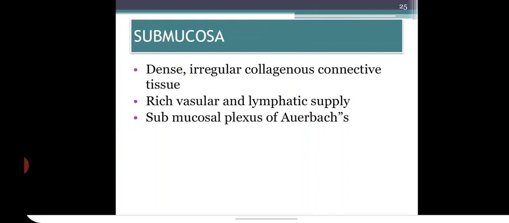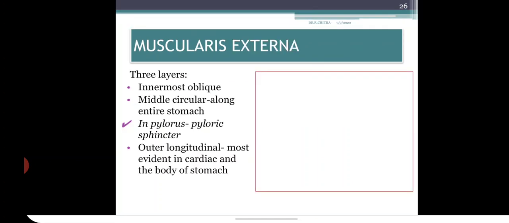Submucosa does not have any different or specific features apart from the regular features of the GIT. Muscularis externa, three layers. Again, this is the difference between the other parts of the GIT and the microscopic structure of the stomach. Three layers are innermost oblique, middle circular, along the entire stomach. This circular layer is modified in the pylorus as the pyloric sphincter, and the outer longitudinal is most evident in the cardiac and the body of the stomach.